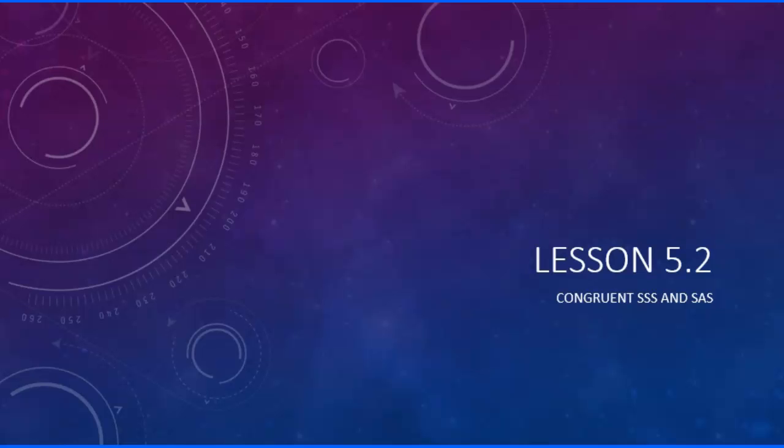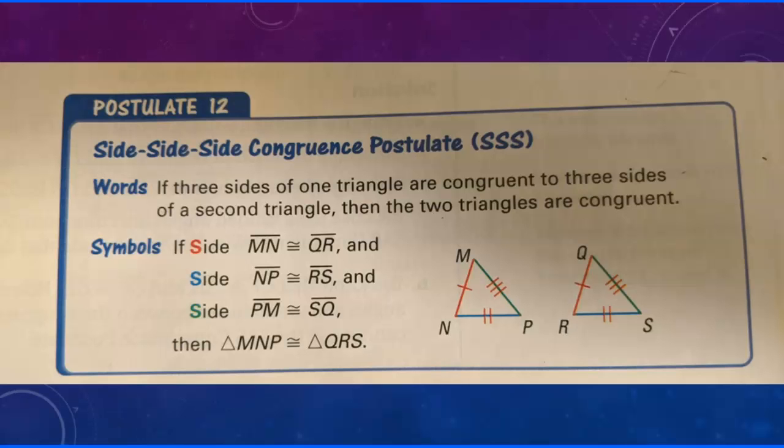And on this page, they give you a little activity. You can recreate a triangle if you want to, so I'll leave that up to you. However, we're going to jump right in on postulate 12. And this is pretty easy. It's the SSS postulate, side, side, side congruence postulate. If three sides of one triangle are congruent to three sides of a second triangle, then the two triangles are congruent. So here is that postulate on page 241.